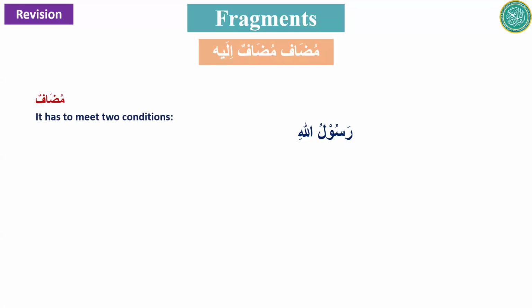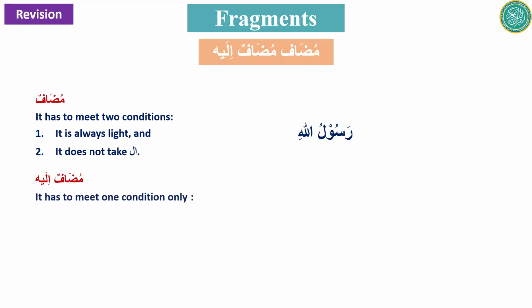So mudaf has to meet two conditions. It is always light and it does not take al. This is the first one. And then the second ism, mudaf ilayh, has to meet only one condition. And that condition is it is always in jar status. Okay, this is mudaf mudaf ilayh. And when you see this in a fragment, then you can comfortably say it is mudaf mudaf ilayh. Okay. Anusha Haq.